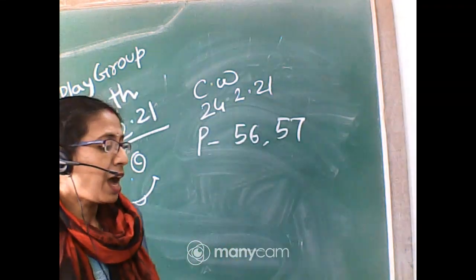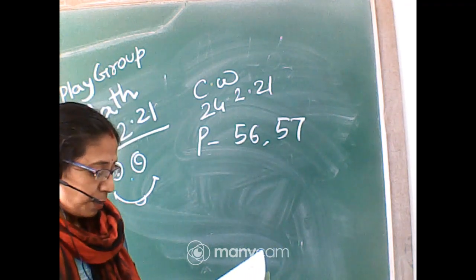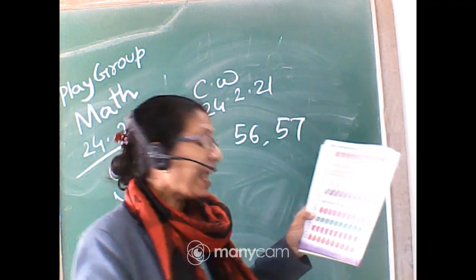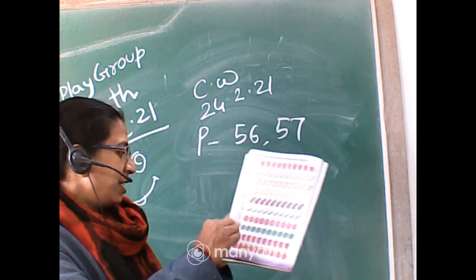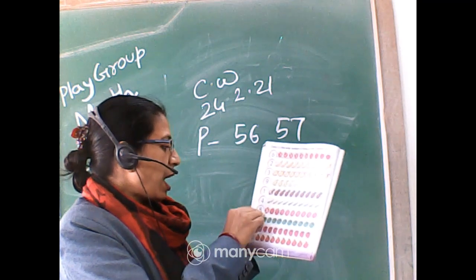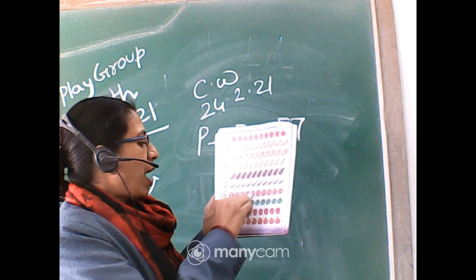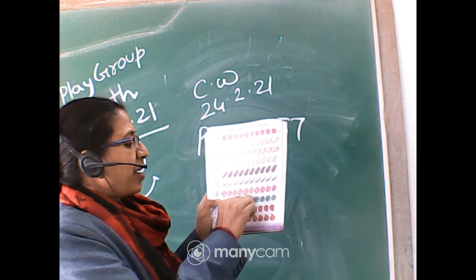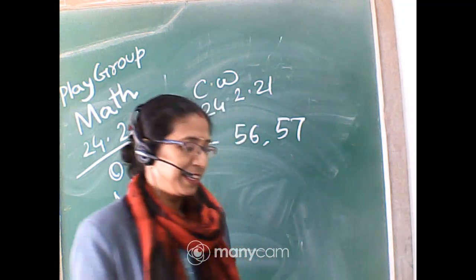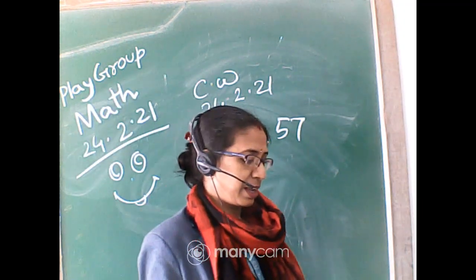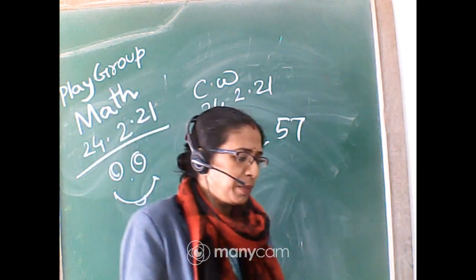Now, next one. Pomegranate. 8. We have to cross the 8 pomegranate. Let's start. 1, 2, 3, 4, 5, 6, 7, 8. Over. Are you doing it with me? Everybody is doing with me.